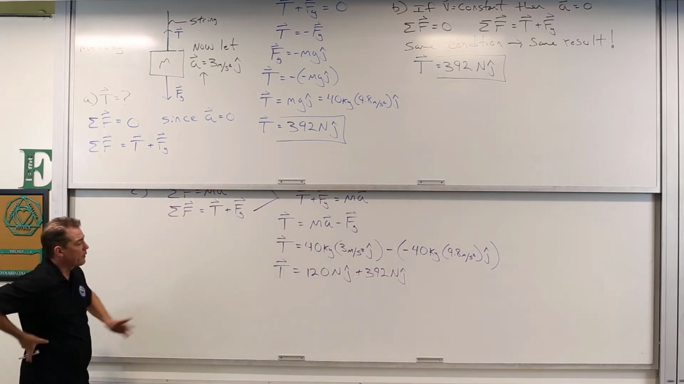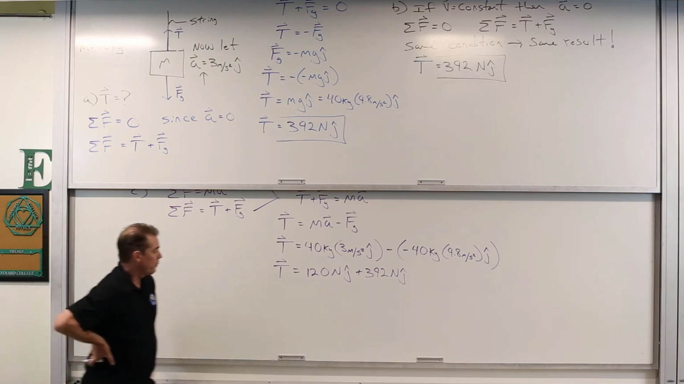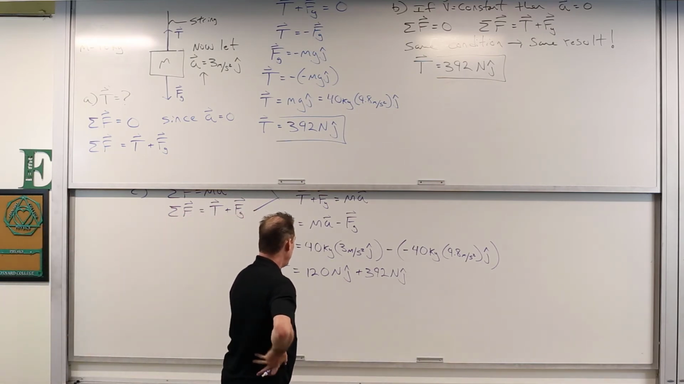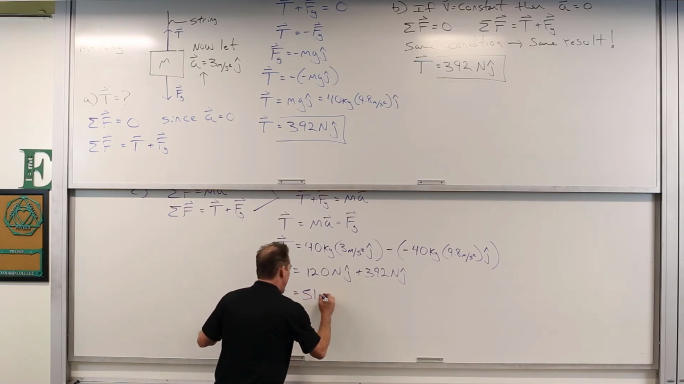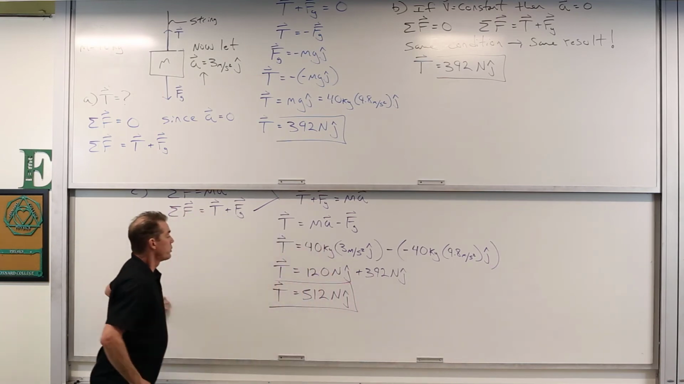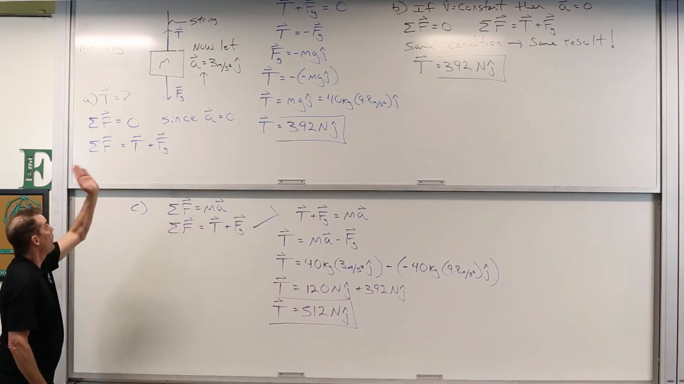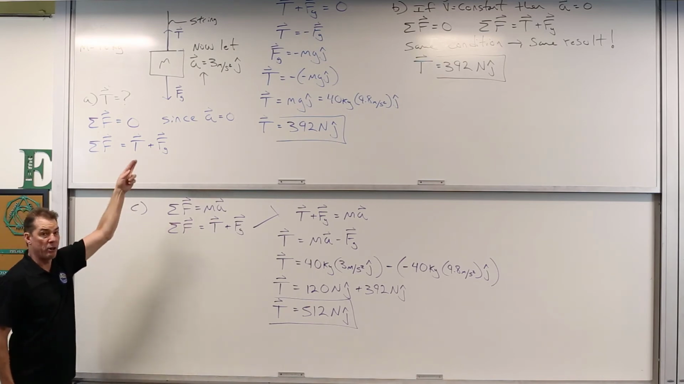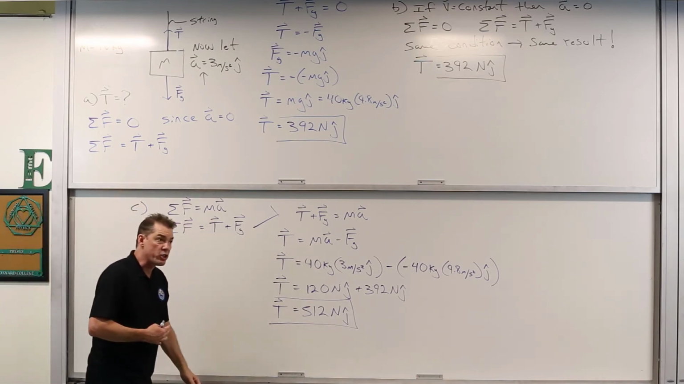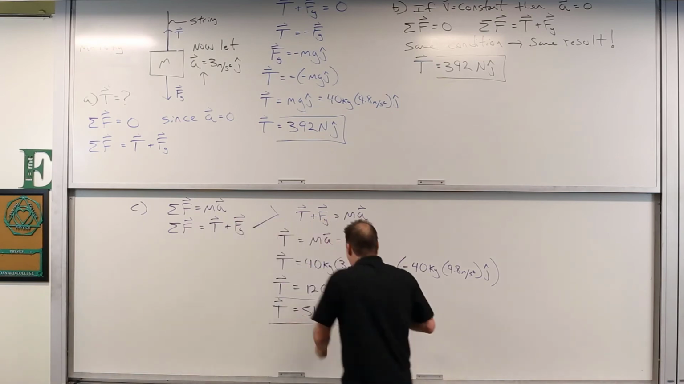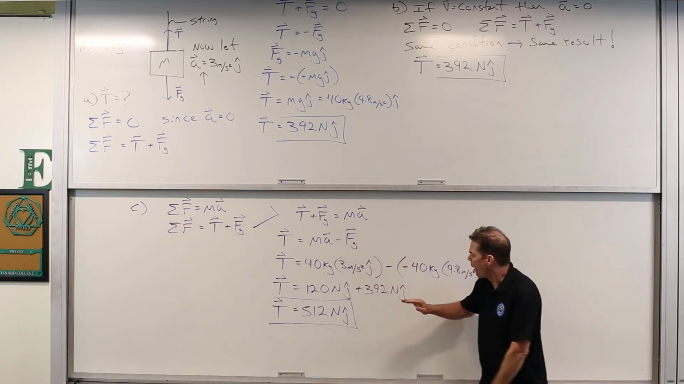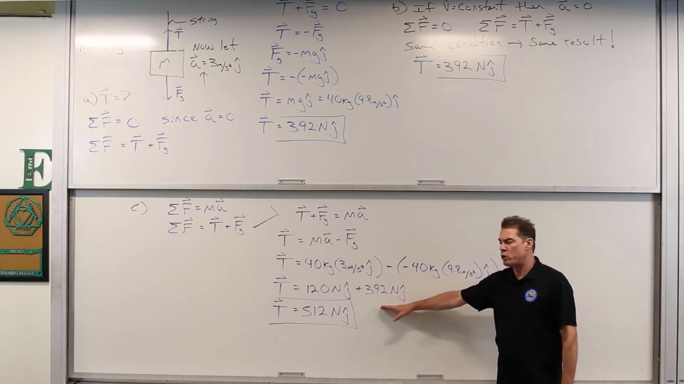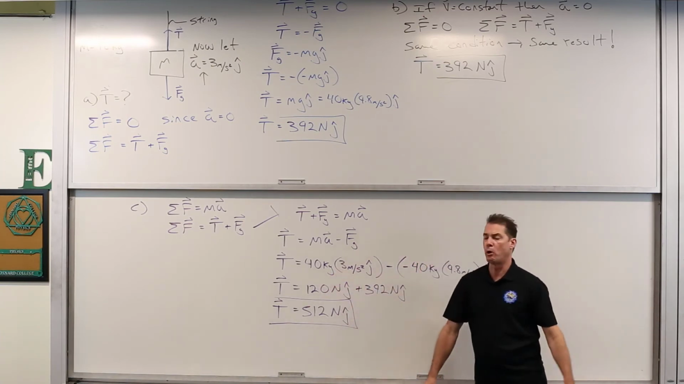So what do we have with the force of tension now? We get 512. T hat is equal to 512 newtons in the J hat direction. So note something here. In order to accelerate this object upward at 3 meters per second squared, the force of tension transmitted via the rope had to increase from just bearing the weight of the object to also producing a change in the object's motion.